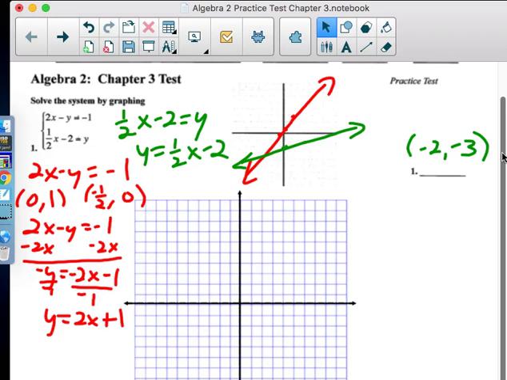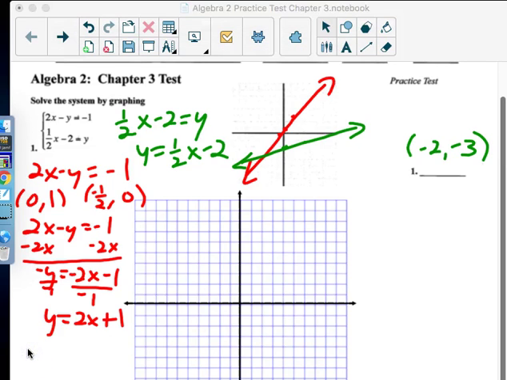Now technically, we won't need a graphing calculator for this test, but you're probably going to want one. If you don't have one yet, I've got some up on my desk, so why don't you go grab one right now.